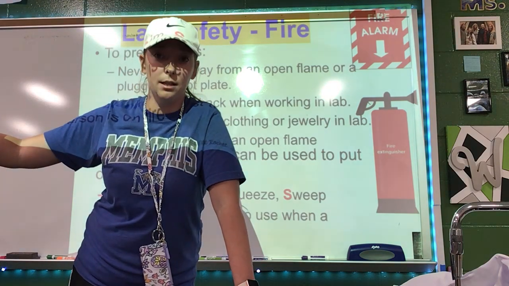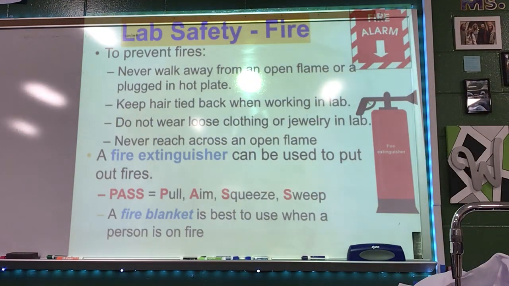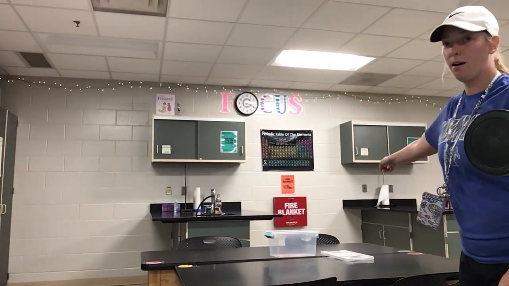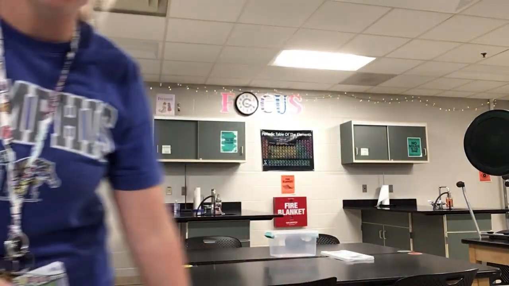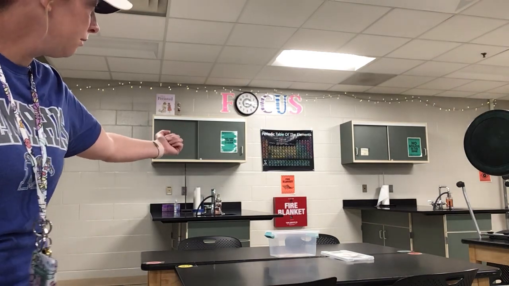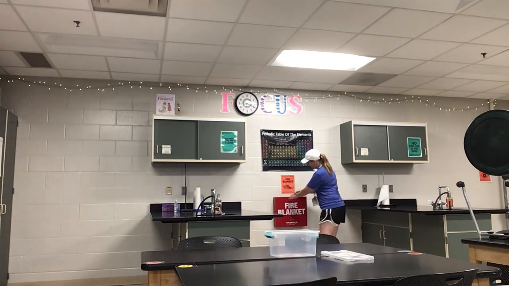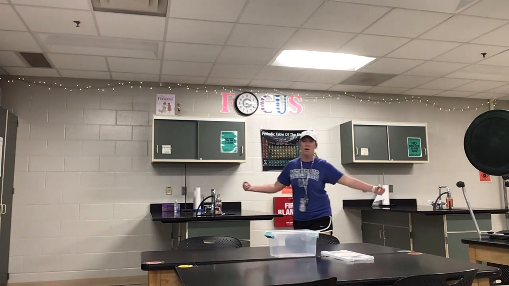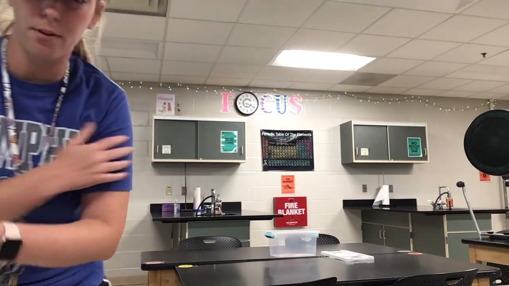If it is a person that is on fire, we do not use the fire extinguisher. What we use instead is called a fire blanket. So I'm gonna turn you this way. On this side of the room, and every single science classroom has one of these, we have our fire blanket. The fire blanket sits inside of there. We've never had to use it. All you do is pull the handle down, and it will release the blanket. Your blanket is sitting right inside of here. You would take it out, wrap it around the person, and basically try and pat out the fire.